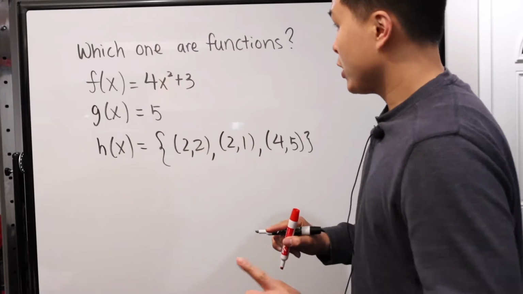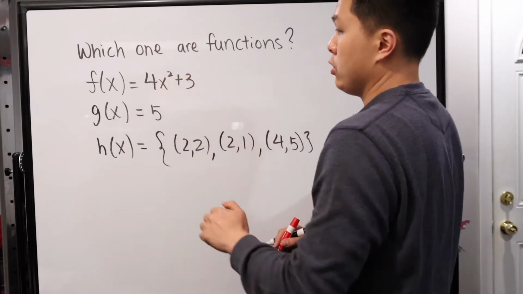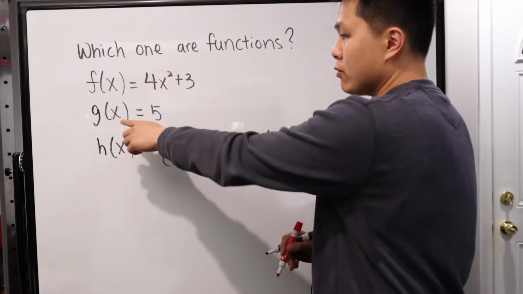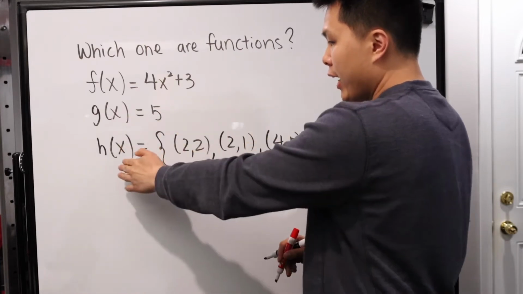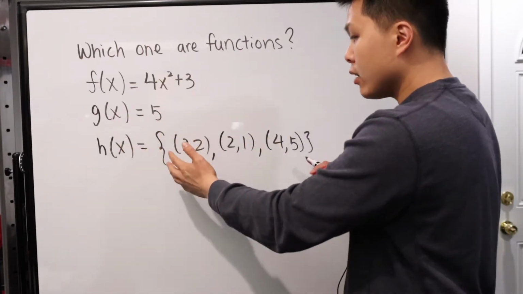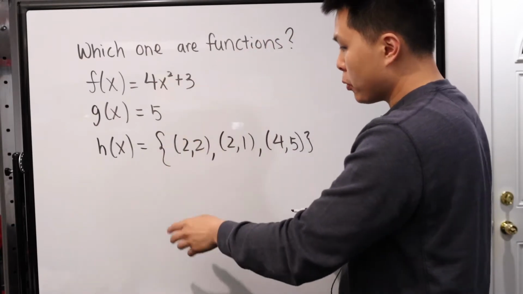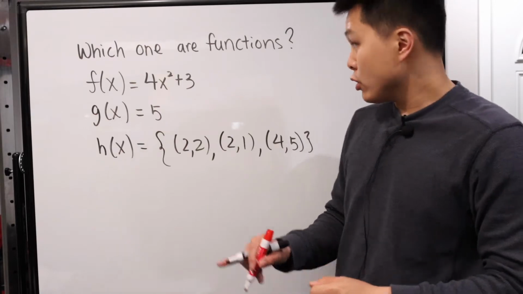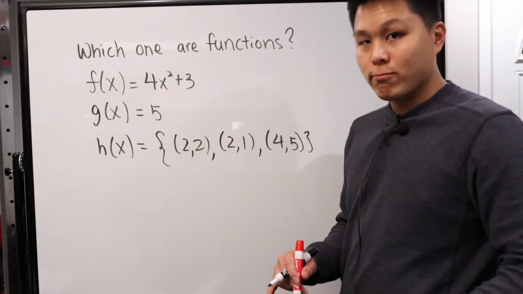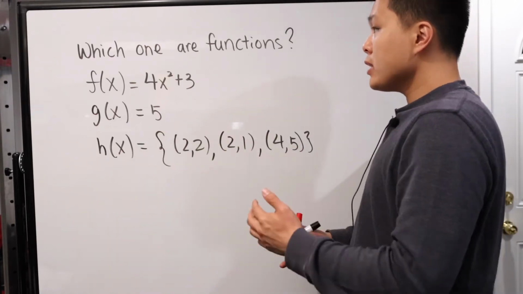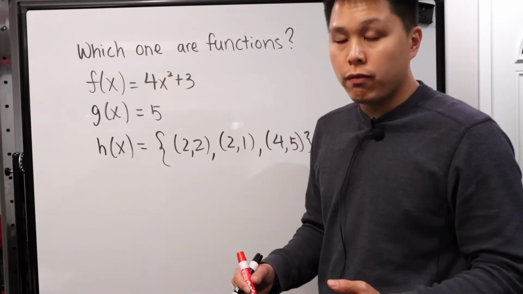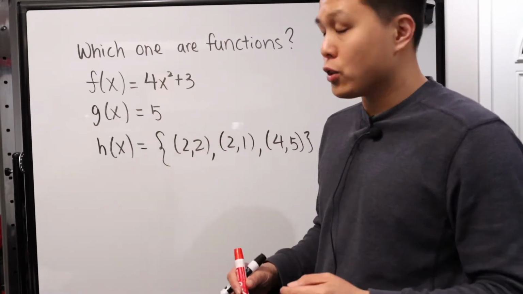So here's our first question. Which one are functions? You have f of x equals 4x squared plus 3. You have g of x equals 5 and h of x equals this set. Basically, it contains individual points (2, 2), (2, 1), and (4, 5). So, which one are functions? Got it? Cool. Basically, as you can guess, this is just testing your definition of function, whether you truly understand functions or not, right?